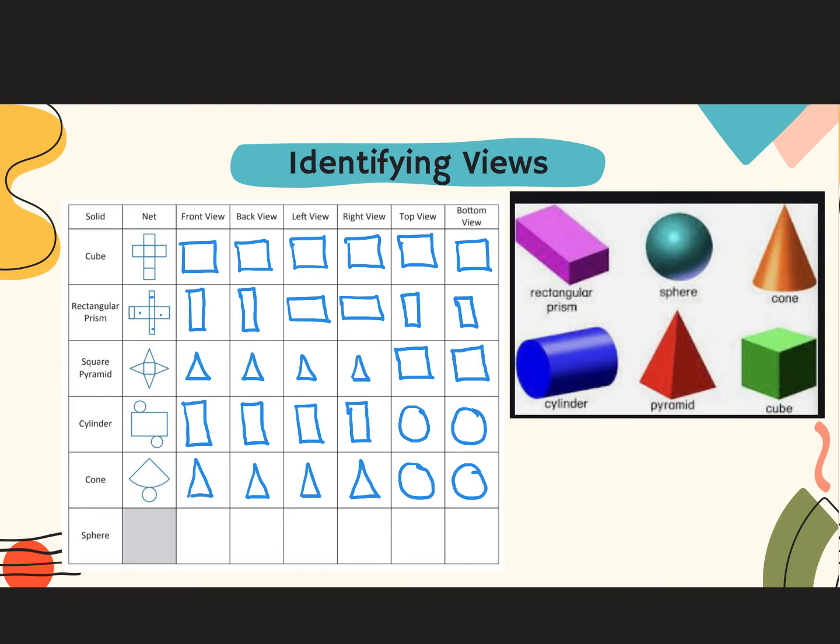All right, now looking at the sphere. When we look at the sphere from the front, we have a circle. From the back, we have a circle. Left view, circle. Right view, circle. Top view, circle. And bottom view, circle.